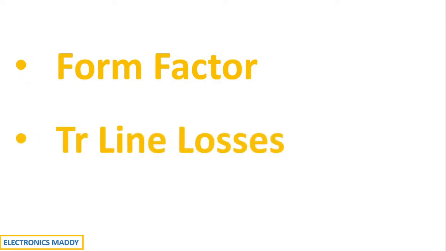There are two common misconceptions which are not right. It is often said the multiples of 11 kilovolt is because of form factor, whereas some say it is because of transmission line losses. However, both are wrong. Let's look at each of them to understand why they are not right.